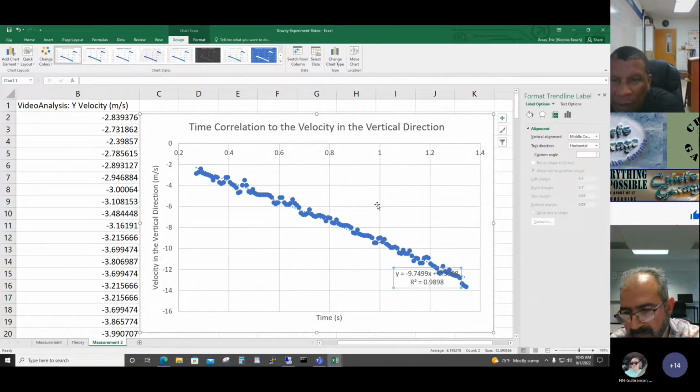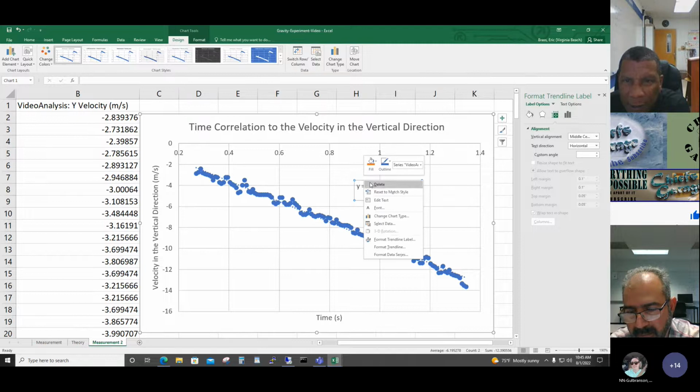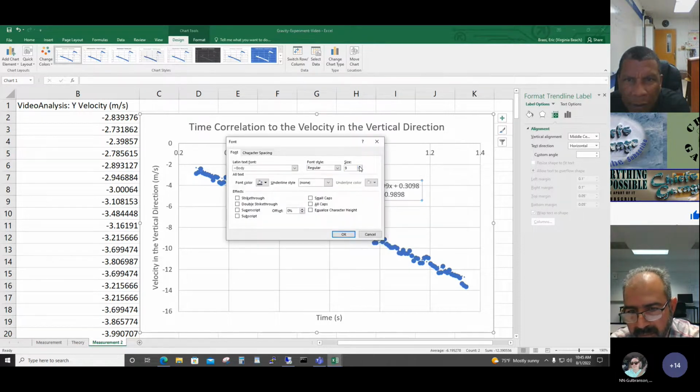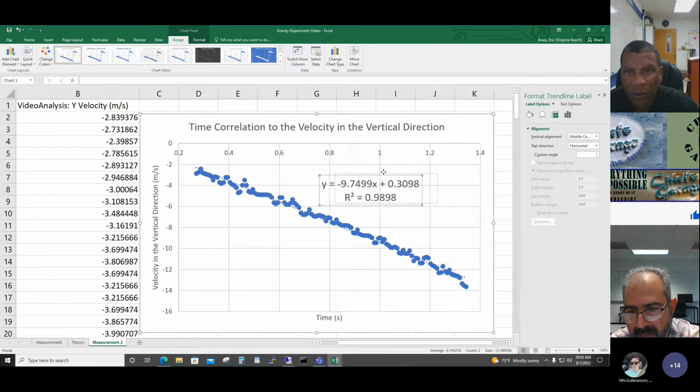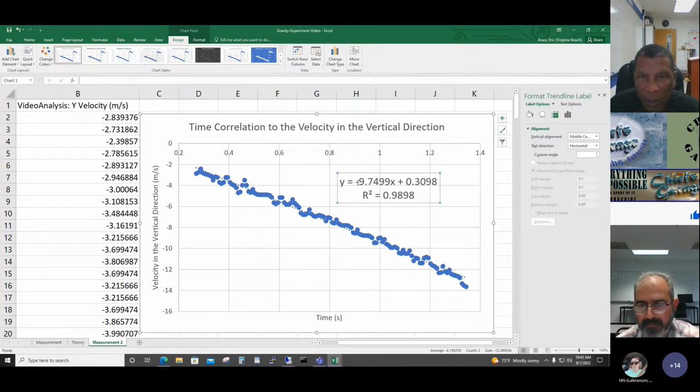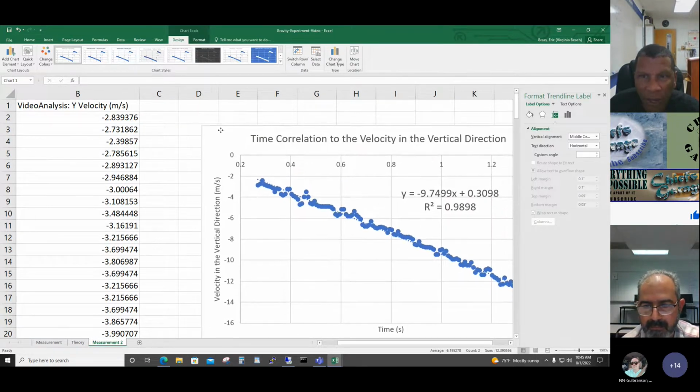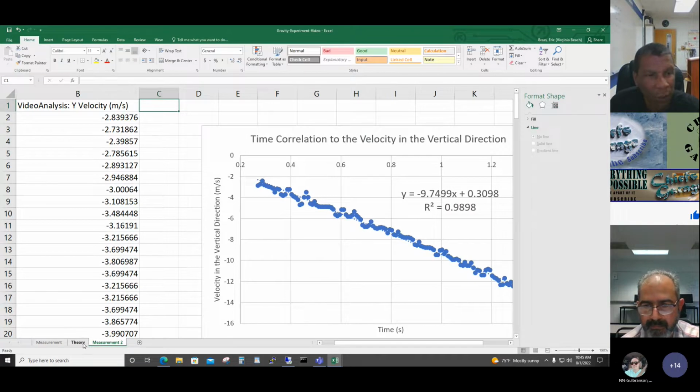All right. And so let's see here. It's 9.7499. Let me change this to something like that so you guys can see it. So again, we're looking at our slope here when it comes to comparing what's taking place. And so we can go back to our theory, all right? And we're going to take this slope and put it in our theory.